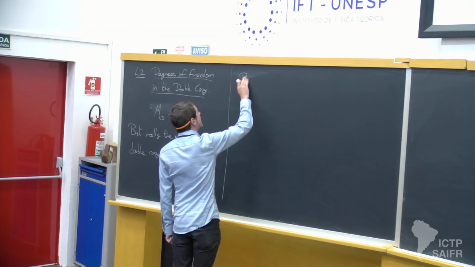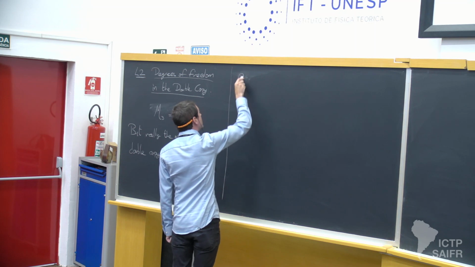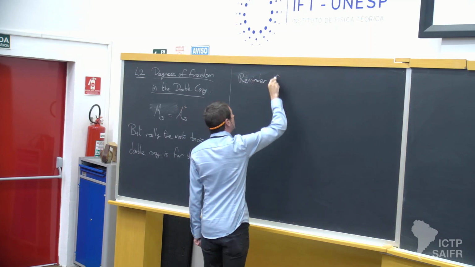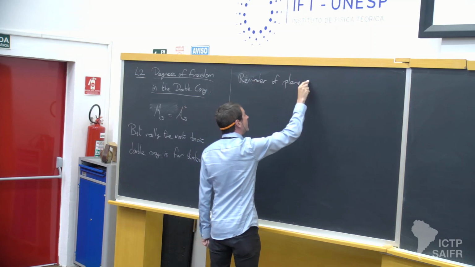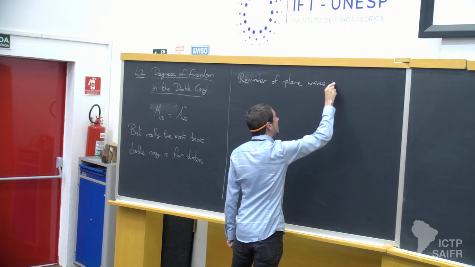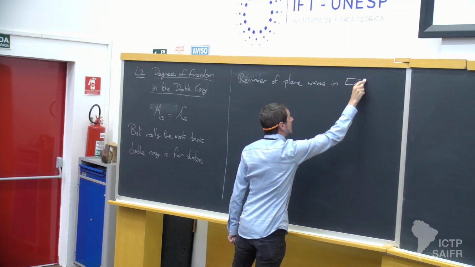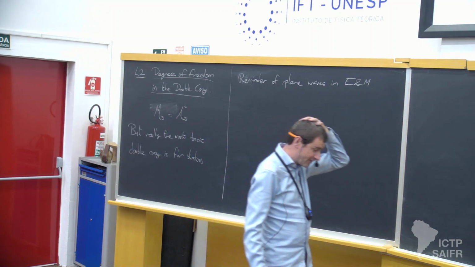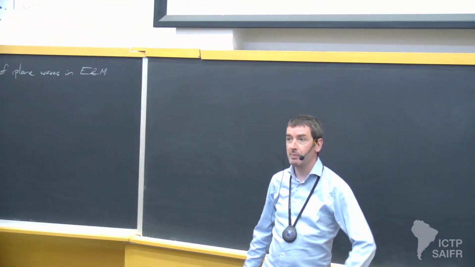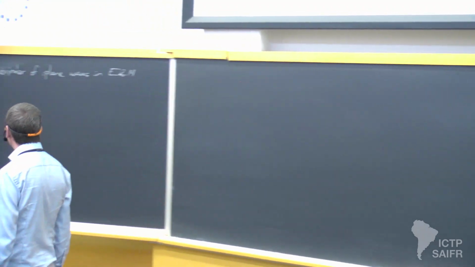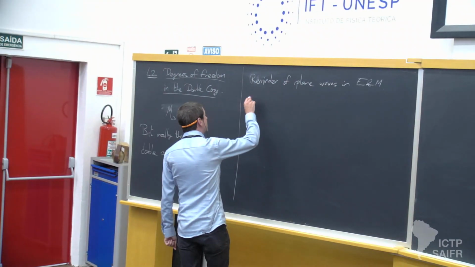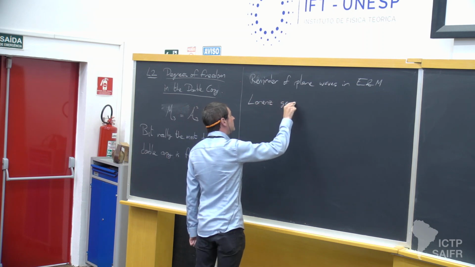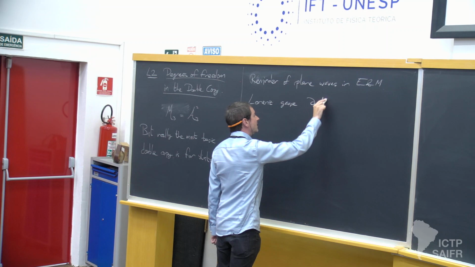So let me begin with a basic reminder of plane waves in E and M, electromagnetism. Well, the story is very simple. We're solving the Maxwell equations. We pick a gauge. So the gauge is Lorentz gauge: d mu A mu equals 0.